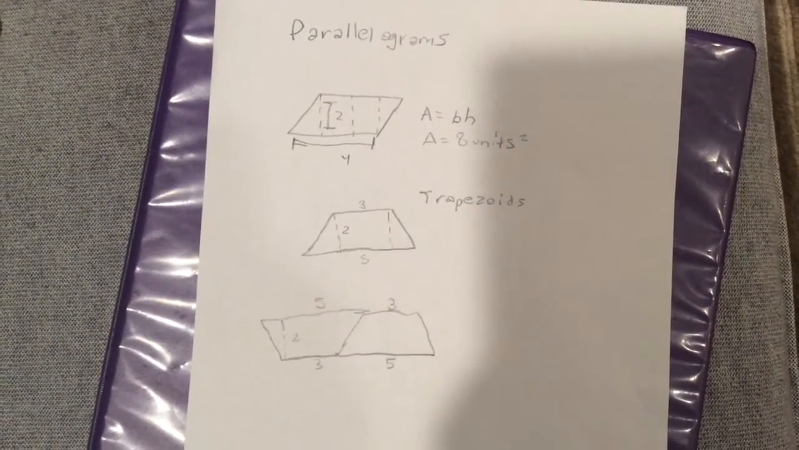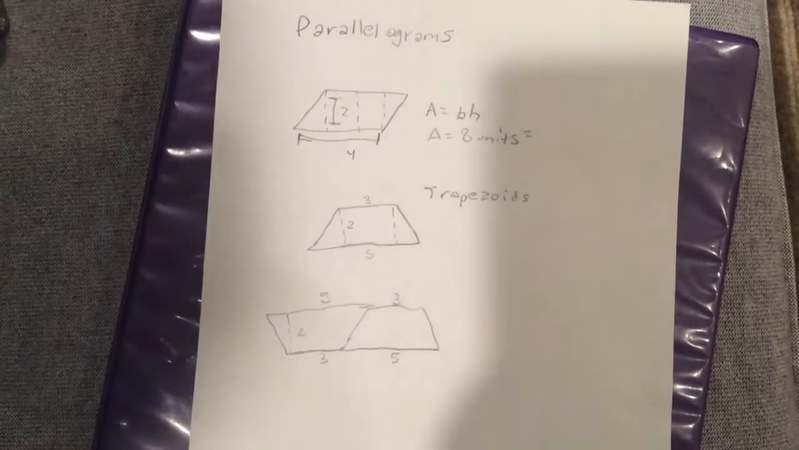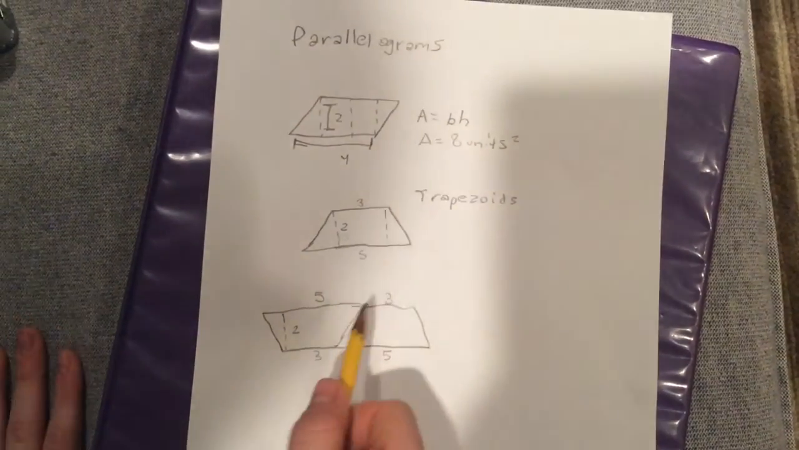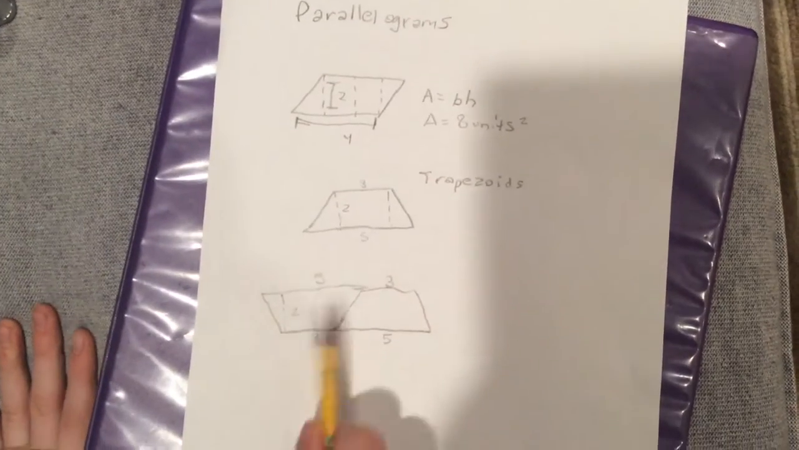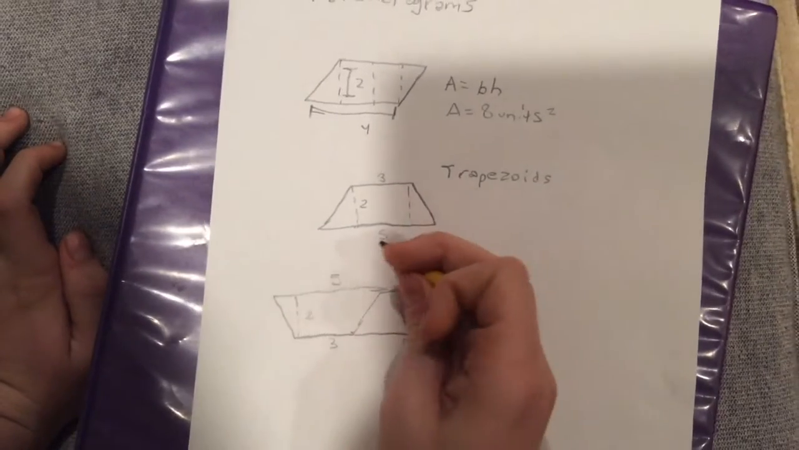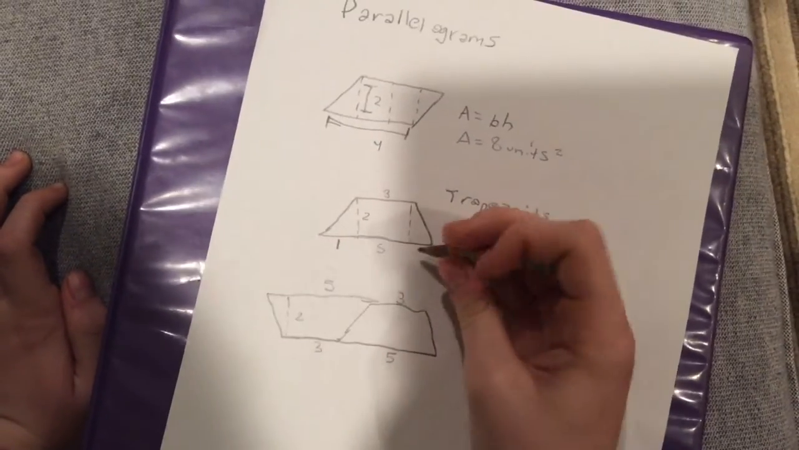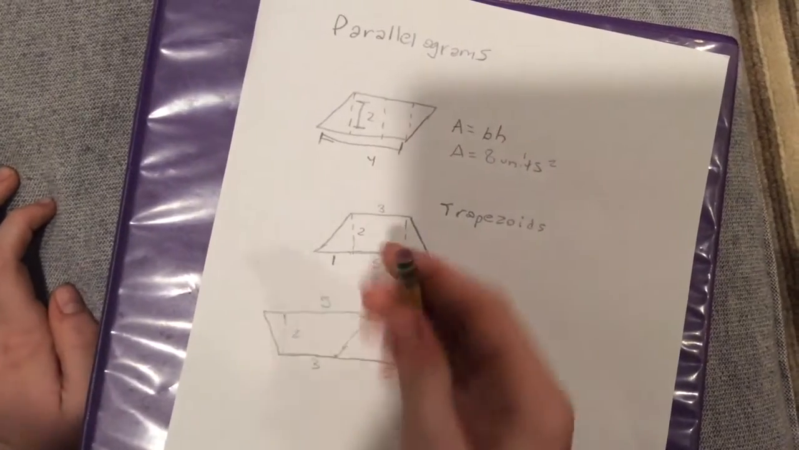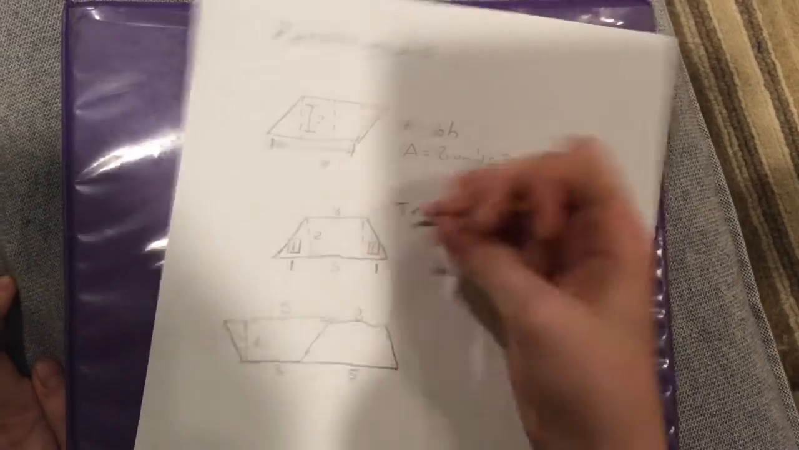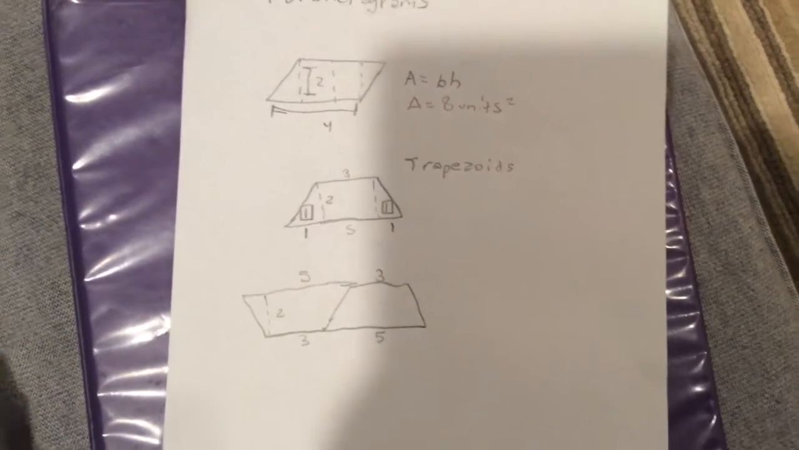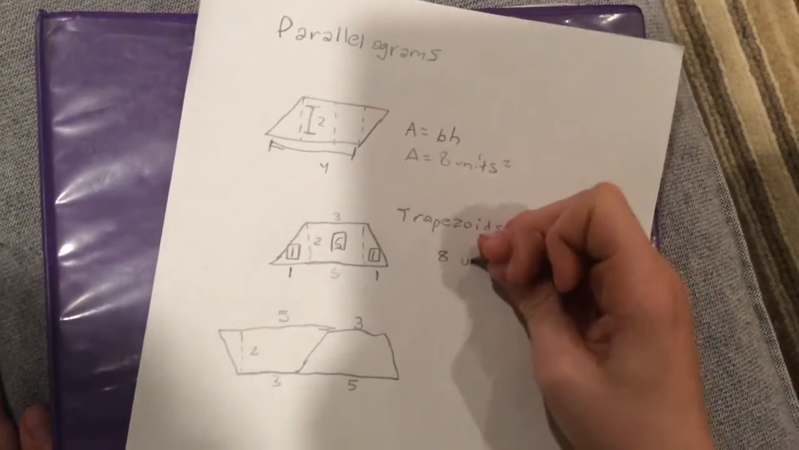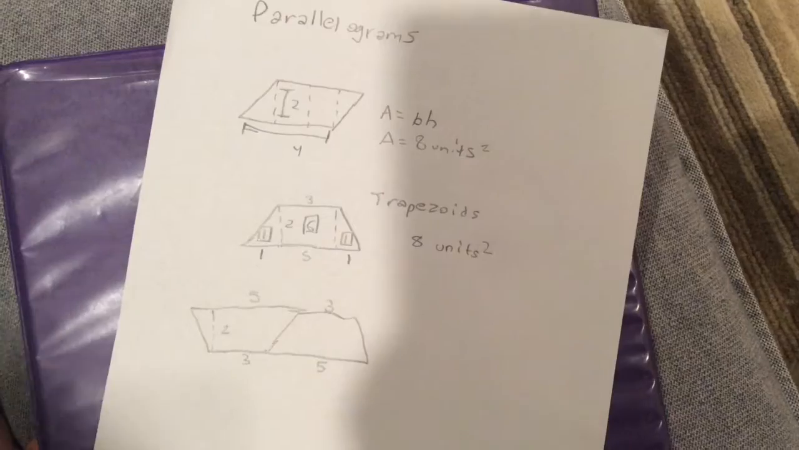Now there are 2 ways of finding the area of trapezoids. One of them is to divide it into a rectangle and 2 triangles, as I did here. As you can see, the base is 5, but the other base is 3. So that would mean that this is 3, but this measure is 1, and this one's 1. So that would have to be 1 unit squared, and then 3 times 2 is 6. So it would have to be 8 units squared.